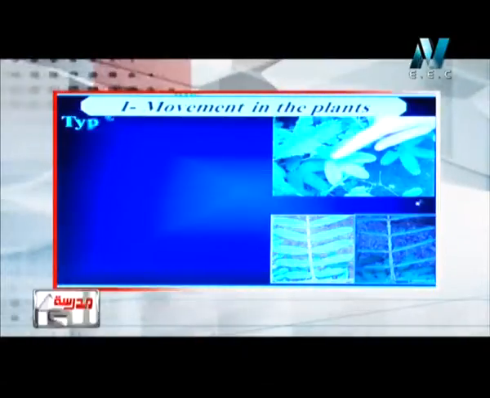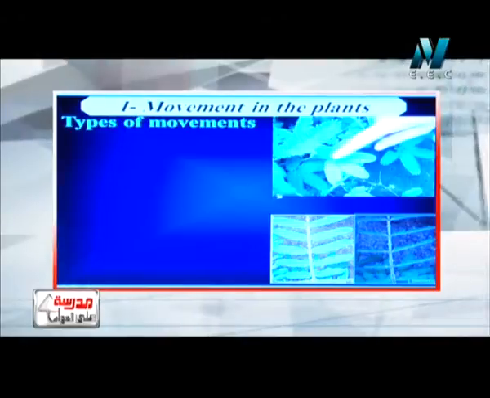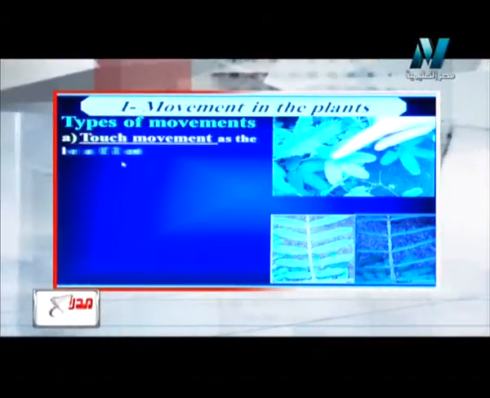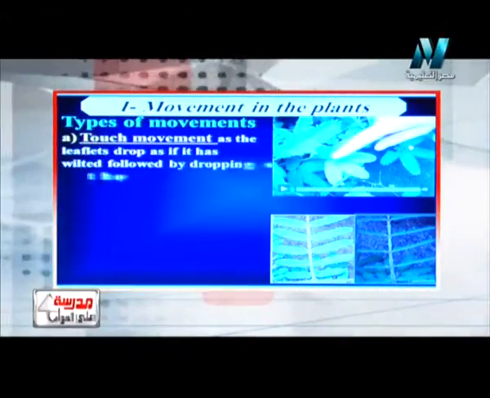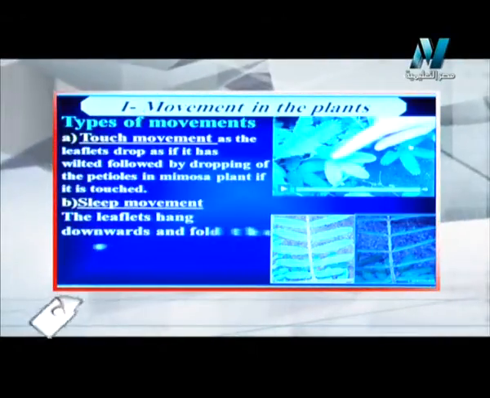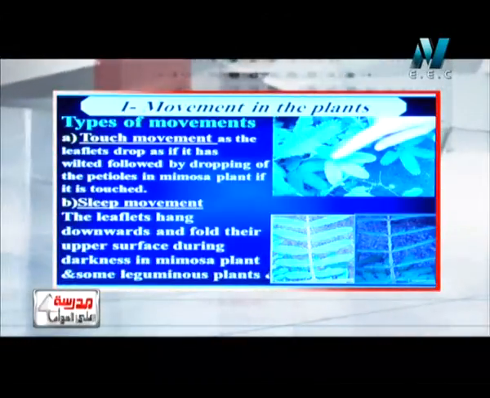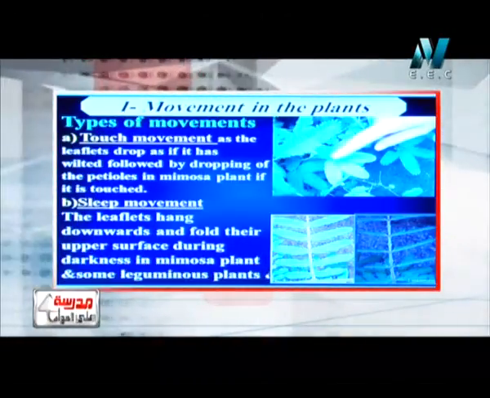That's the touch movement. If we touch the leaves of the mimosa plant, we will observe that the leaves of the mimosa plant drop as if they have wilted, followed by the dropping of the petioles, or the racks, of the mimosa plant if it is touched.